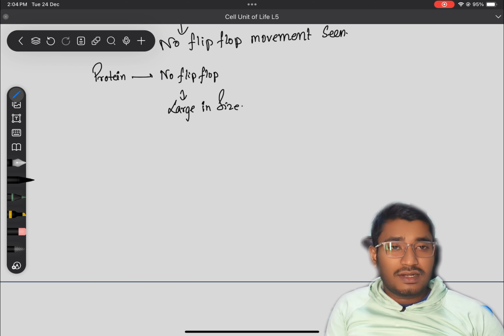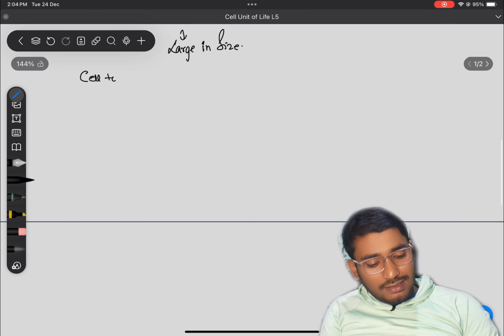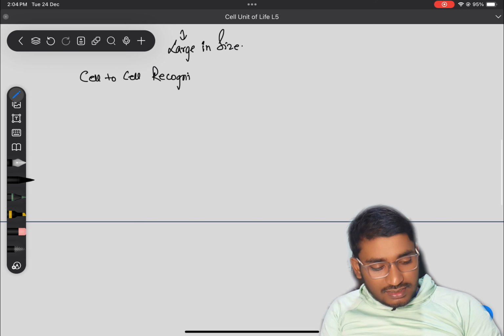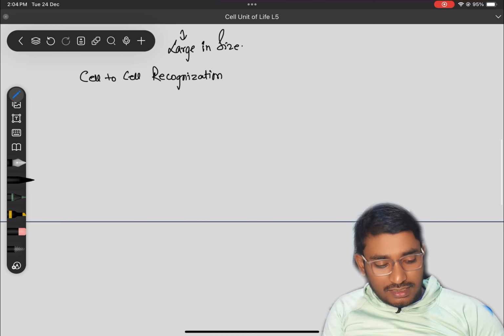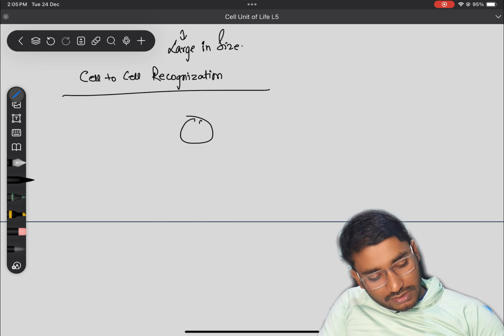Okay. Cell-to-cell recognition. What do you mean by cell-to-cell recognition? How does a cell recognize another cell? It's nothing but, see, this is a cell, I have drawn it.